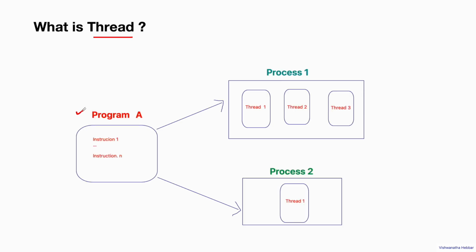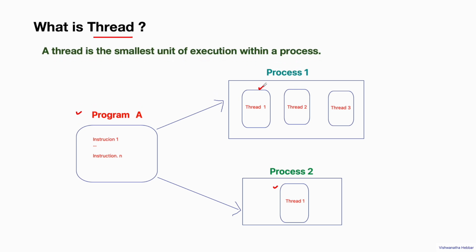Imagine you have a program A. A program is nothing but a set of instructions. Instruction 1, 2, 3. It can have many instructions. And when these instructions are executed, it will create a process. The process can have multiple threads, and some processes can also have a single thread. It is called a single threaded process. And if there is more than one thread in a process, it is called a multi-threaded process.